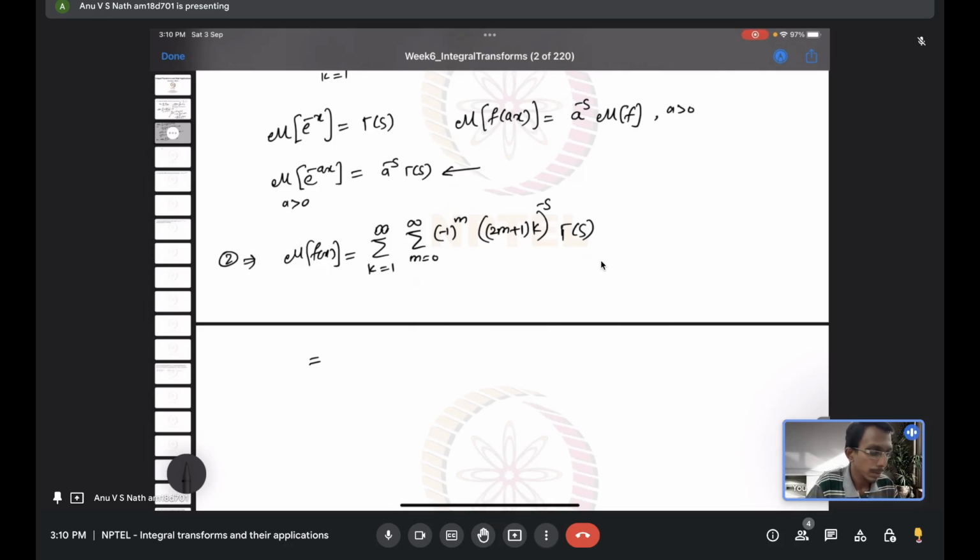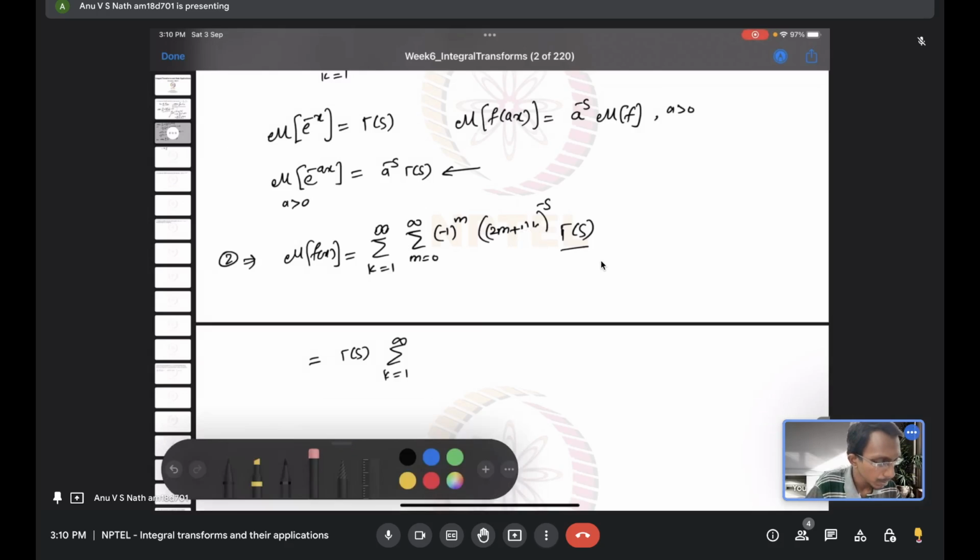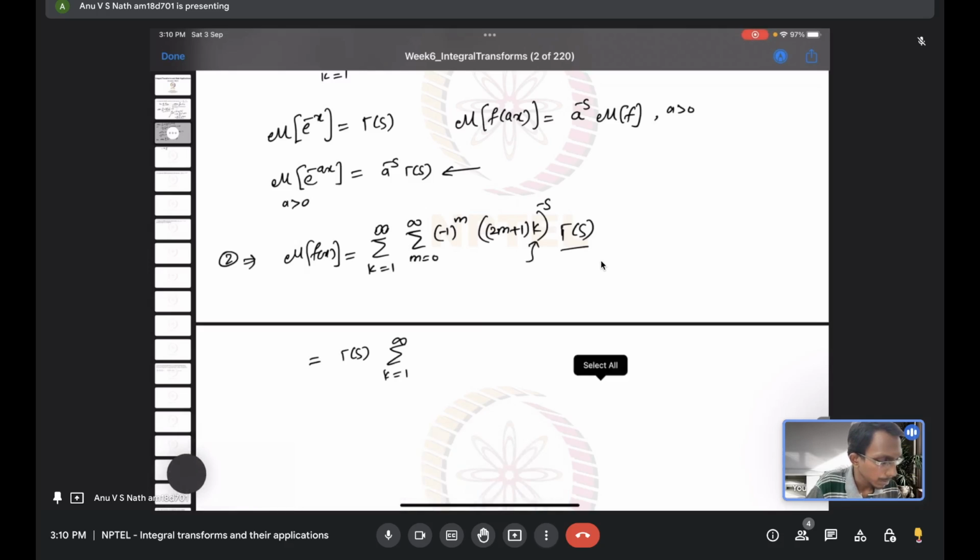So s is basically a constant with respect to the summation, so we can bring the gamma function outside, and also group the summation over k. We can see k is only appearing here, right? So we can bring that, k raised to minus s, and then summation m equal to 0 to infinity, minus 1 the whole raised to m, (2m plus 1) the whole raised to minus s.